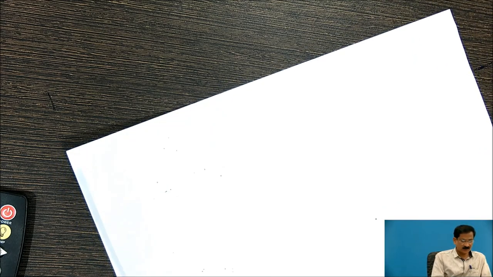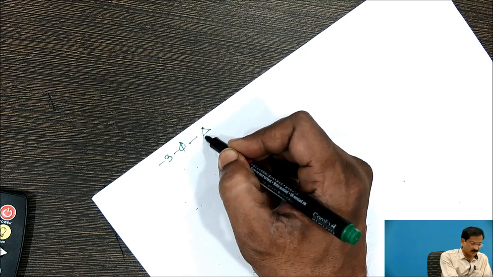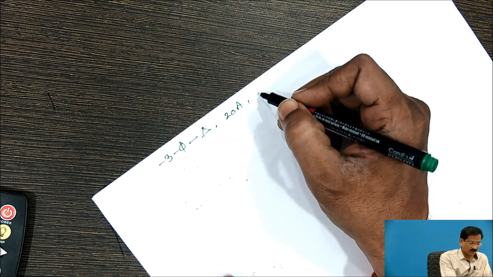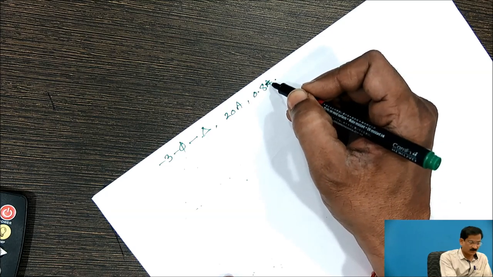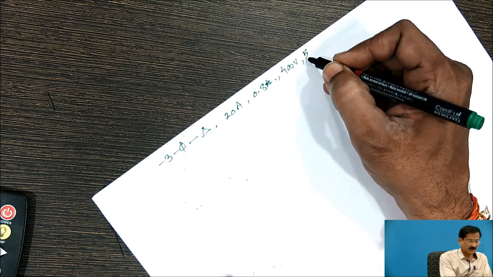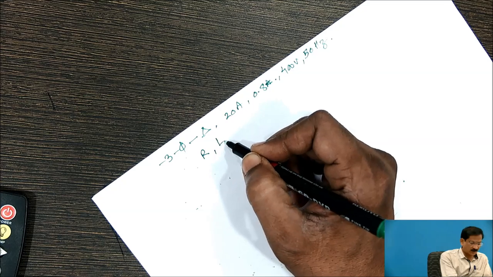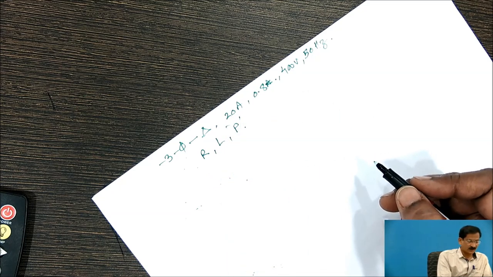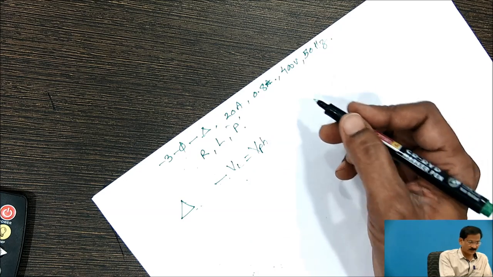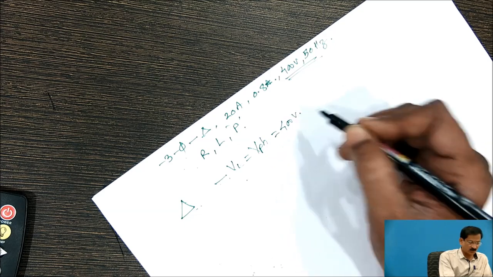Now coming to the next, let us solve one numerical in which a 3-phase delta connected load draws a current of 20 ampere with a power factor of 0.8, with a 3-phase supply voltage of 400 volts, 50 hertz. It is required to find out the value of R, L and active power P. Since it is a delta system, line voltage is equal to phase voltage. Here the supply voltage is always the line voltage, so it is equal to 400 volts.